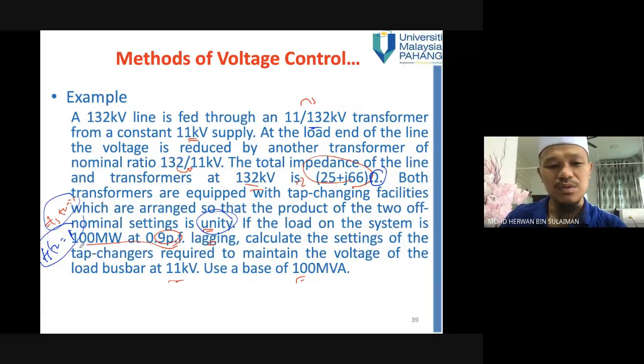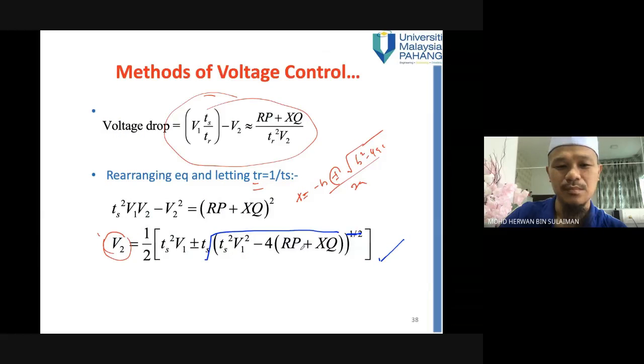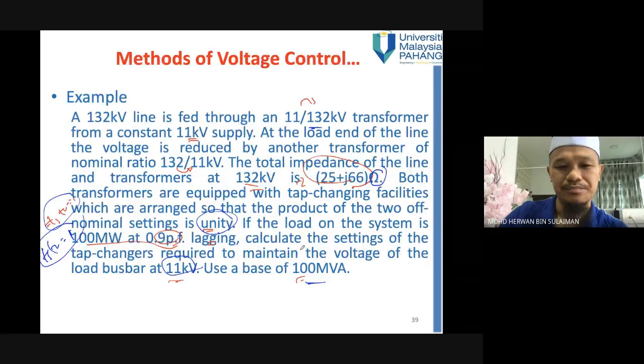If the load of the system is 100 megawatts at 0.9 power factor lagging, calculate the settings of the tap changes required to maintain the voltage of the load bus bar at 11 kV. Use base 100 MVA. So meaning that you need to find your TS and TR. Okay.